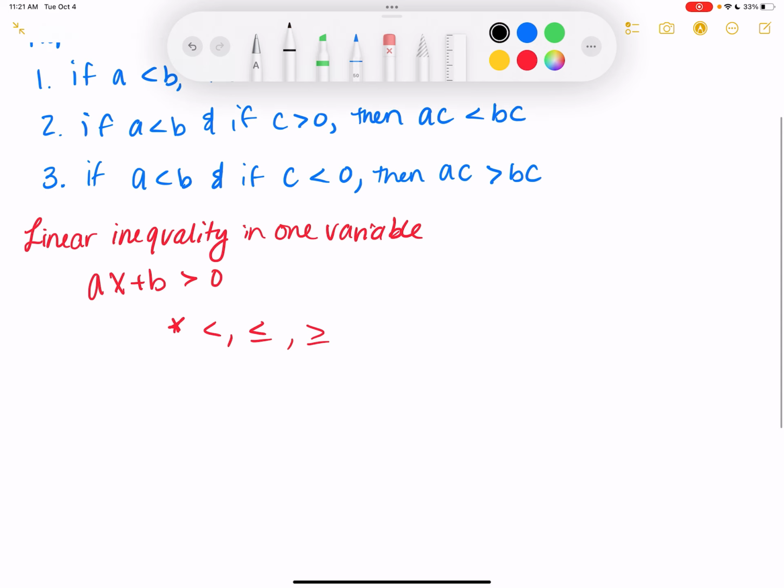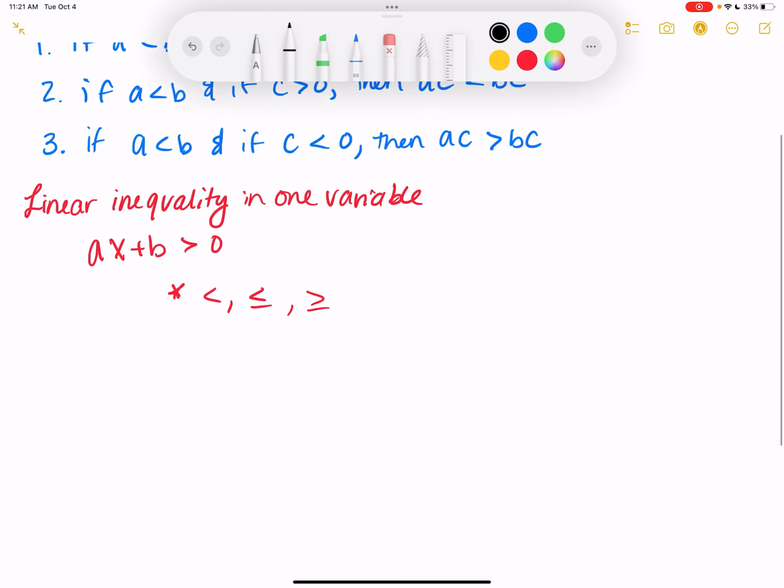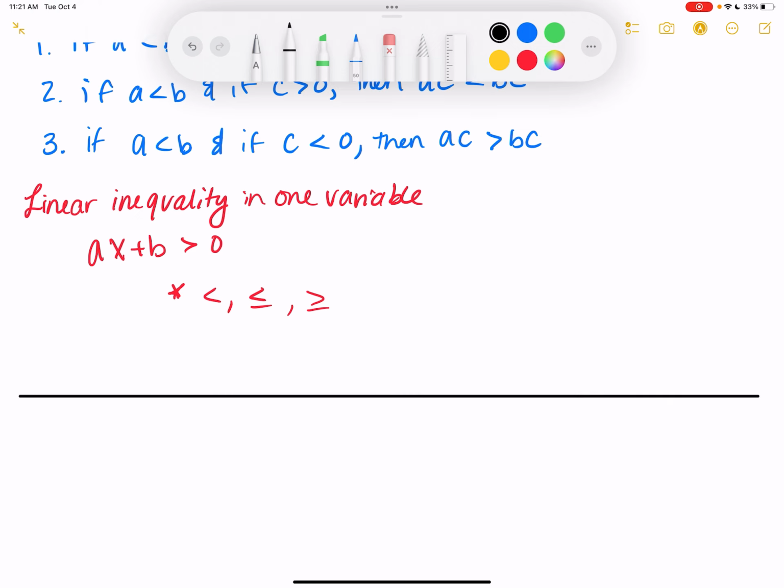All right, a table. Type of interval. Table. Extra credit. Set. Interval notation. And a graph.